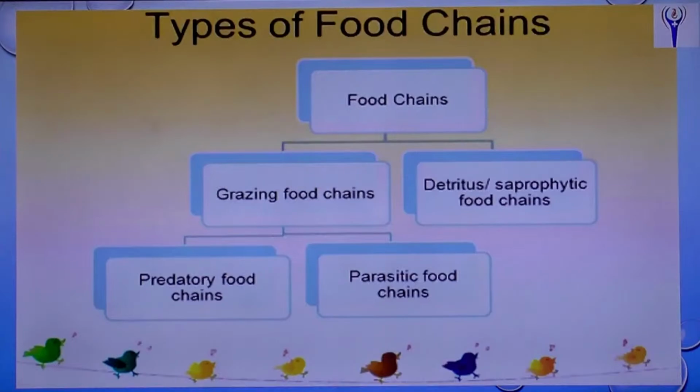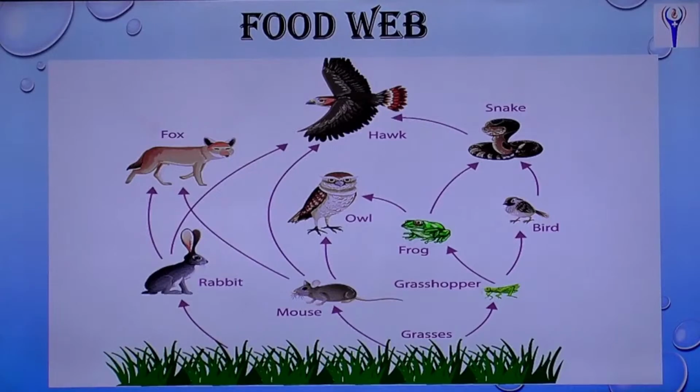The grazing food chain is very simple and begins with the producers, like green plants, which create their own food. Whereas the detritus food chain starts with decomposers only, followed by some other organisms. Next is the food web. A food web consists of many food chains. So many food chains comprise a food web.